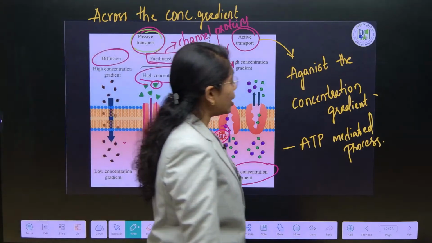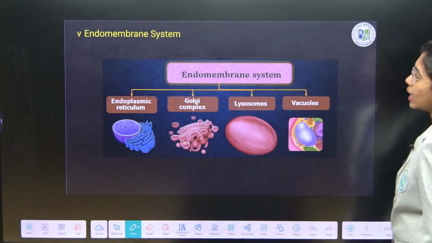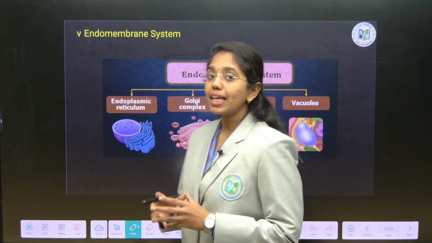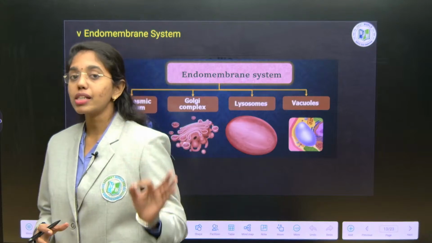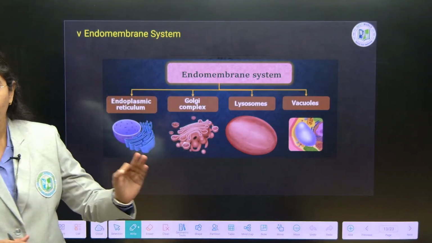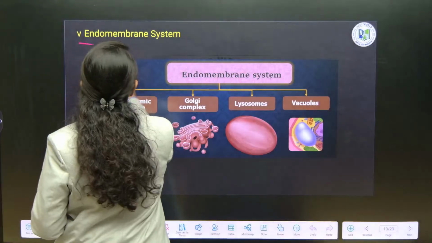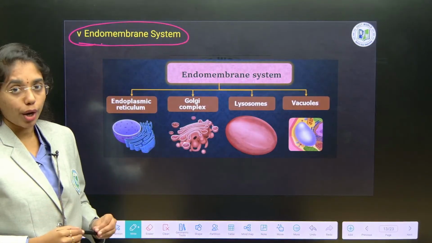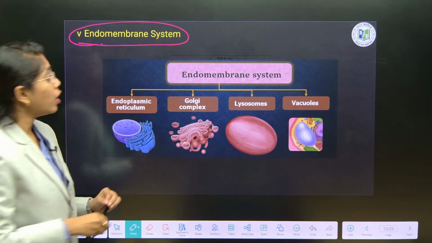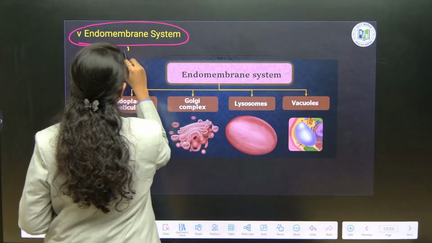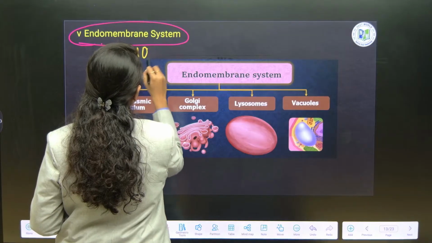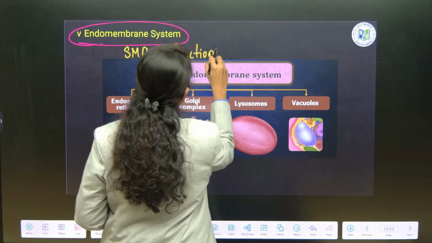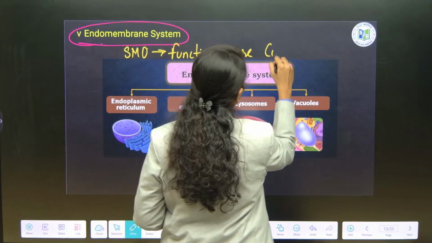Now we will move on to the single membrane bound organelles. When we speak about single membrane bound organelles, the first and foremost thing that comes into picture is the endomembrane system. The endomembrane system includes all the single membrane bound organelles whose functions are coordinated.